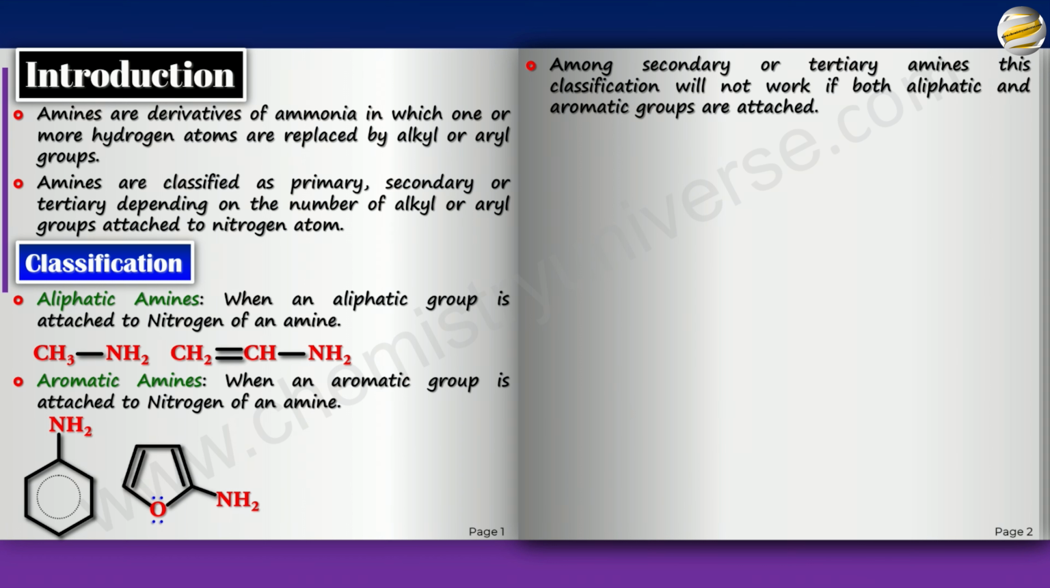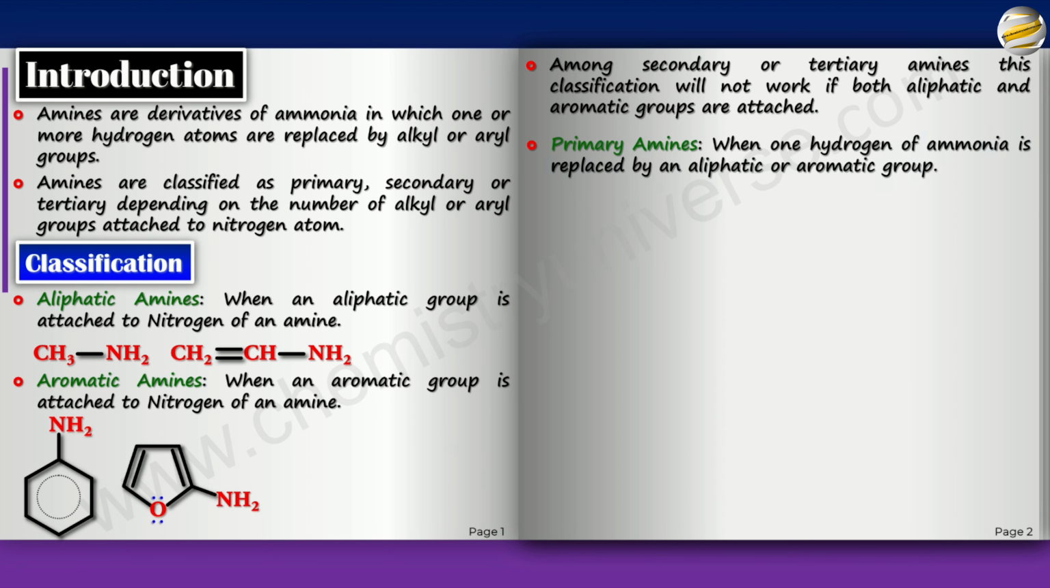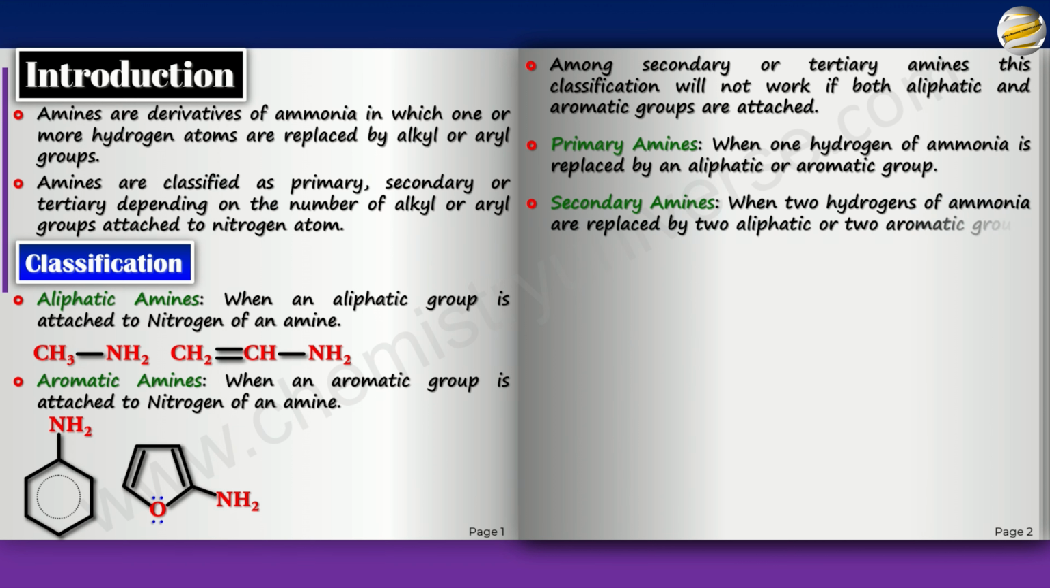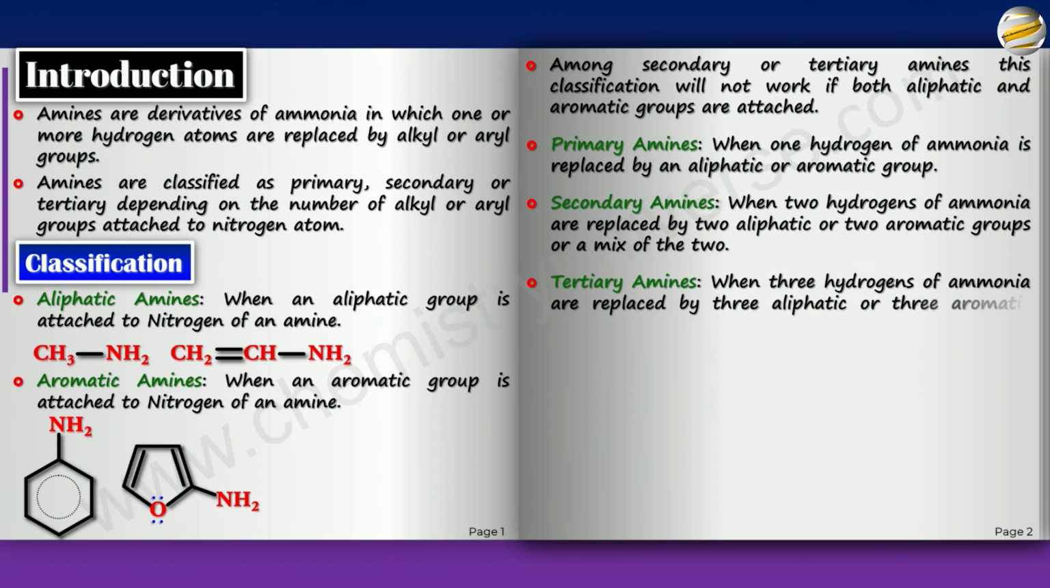Alright, so as I said, primary means when one hydrogen of ammonia is replaced by an aliphatic or aromatic group. Secondary amine, when two hydrogens of ammonia are replaced by two aliphatic or two aromatic or a mix of the two. And tertiary, when three hydrogens of ammonia are replaced by three aliphatic, three aromatic groups or a mix of the two.